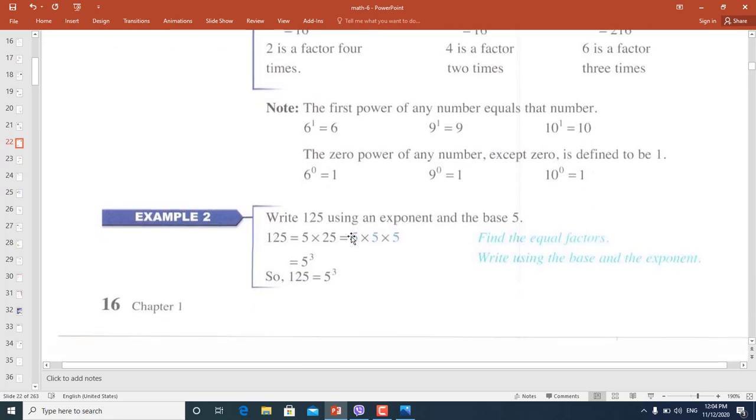Example 2, write 125 using an exponent and the base 5. That means write 5 as a factor to get a product of 125. Okay, say 5 times 5, it's 125? No, 5 times 5, it's 25. After that, add another 5 to multiply with the 5s we have. 5 times 5, it's 25, and times 5, it's 125. So 5 exponent 3, we get 125.